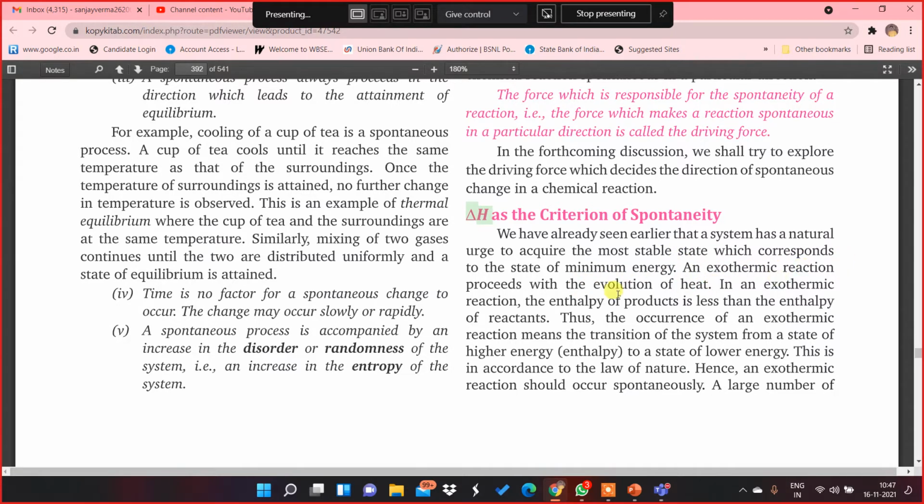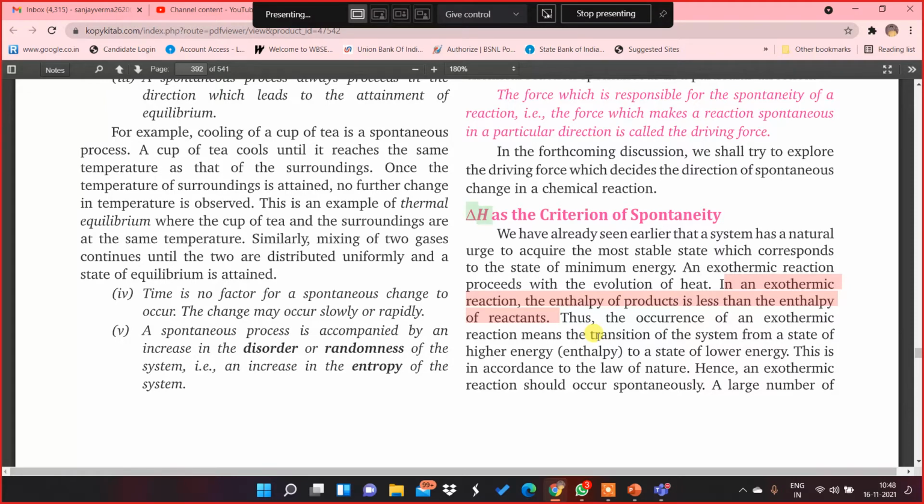An exothermic reaction proceeds with the evolution of heat. In an exothermic reaction, the enthalpy of the products is less than the enthalpy of the reactants. This is an important point, so you better mark it. In an exothermic reaction, the enthalpy H, the enthalpy of the products, is less than the enthalpy of the reactants. That's why delta H is equal to H2 minus H1, or HP minus HR.